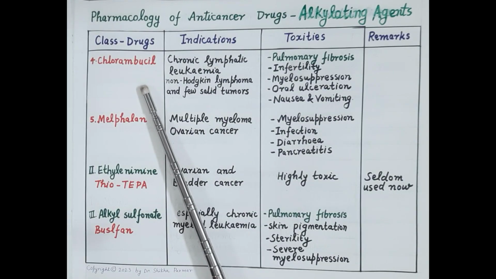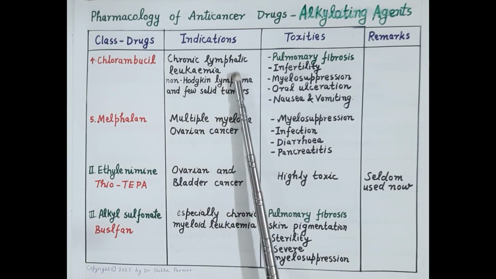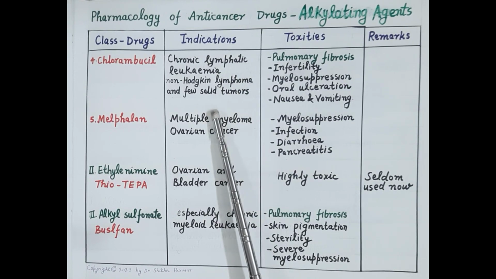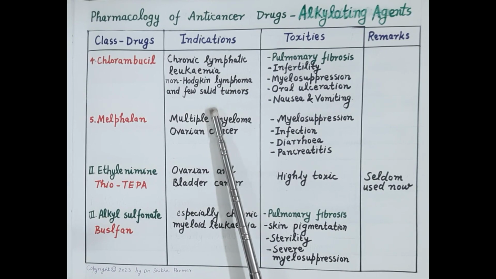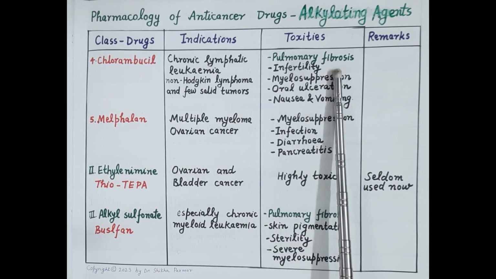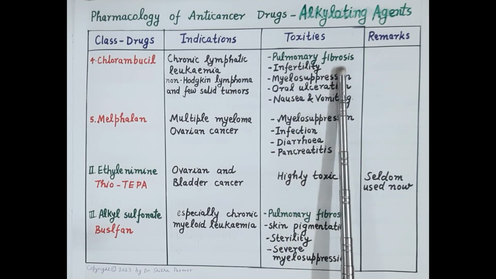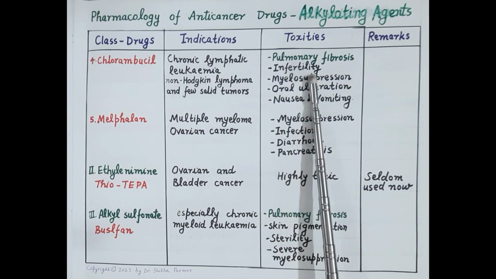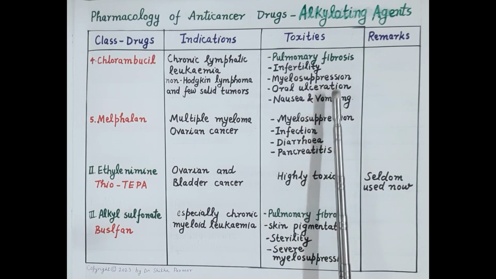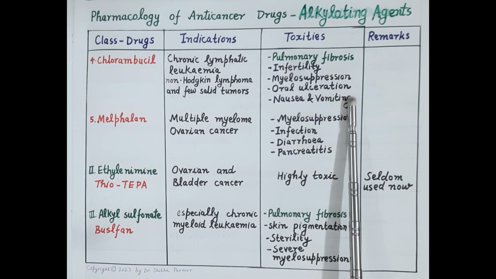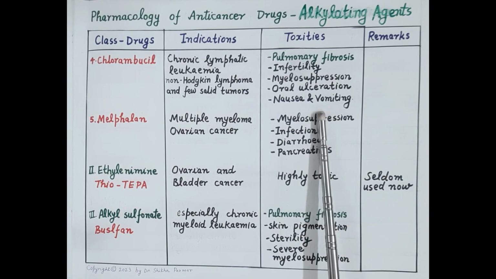Now, another nitrogen mustard drug is chlorambucil. It is specially active on the lymphoid tissues, and therefore it is a drug of choice for long-term maintenance therapy of chronic lymphatic leukemia. It is also effective in non-Hodgkin lymphoma and a few solid tumors. The specific toxic effects of chlorambucil are pulmonary fibrosis and also infertility. Besides this, it also causes myelosuppression, oral ulceration, nausea, and vomiting.